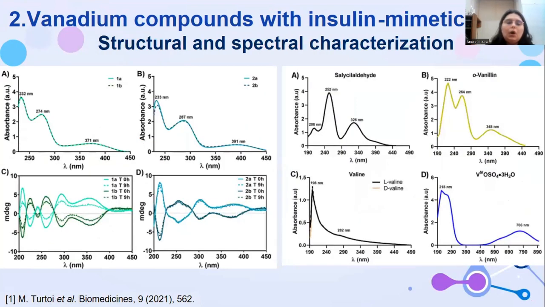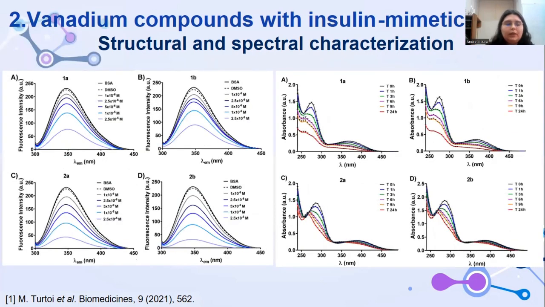Because we wanted to characterize our compounds before seeing their biological properties, we present here the electronic spectra of the oxidovanadium complexes in the left image, and in the right one you can see the electronic spectra of their precursors such as valine, salicylaldehyde, orthovanillin, and vanadyl sulfate trihydrate. We can see in the absorption spectra of our 4 oxidovanadium complexes that they display 3 main bands in phosphate buffer solution. We also made a study with circular dichroism, and we see that they confirm the findings of our X-ray crystallographic data.